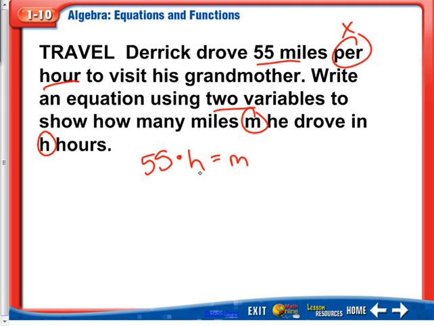So if he drove 1 hour, that'd be 55 miles. If he drove 2 hours, that'd be 110 miles. So we'd be able to figure that out. If we wanted to make a function table, it'd be H here and M, because H would be our domain. That's our input values. We put numbers in here, we get numbers out there. So you could do this, but it didn't ask us to do this. All it said was write an equation. It didn't say do a function table or solve anything.